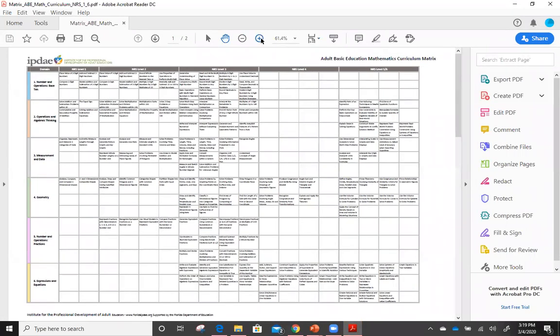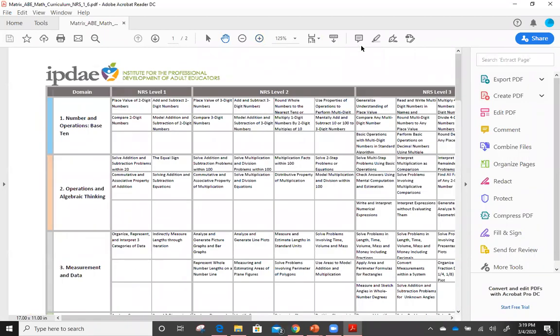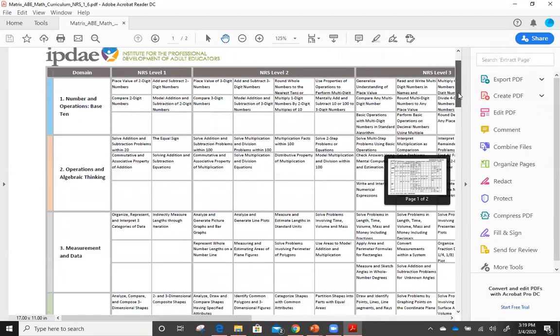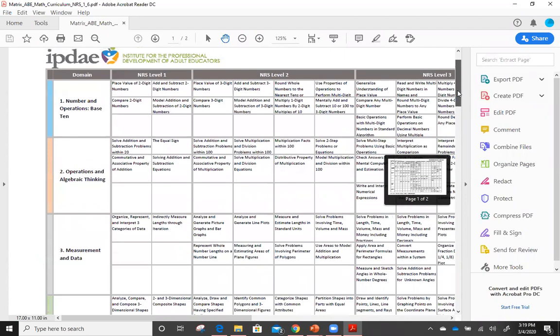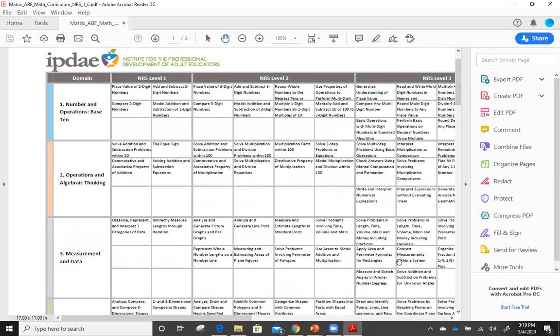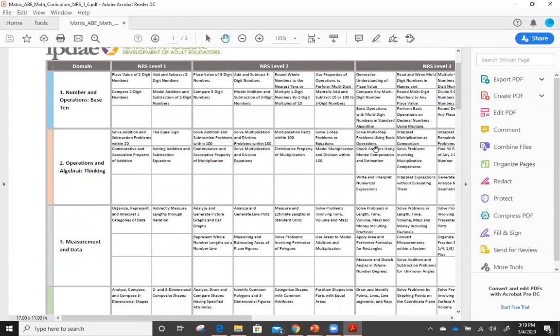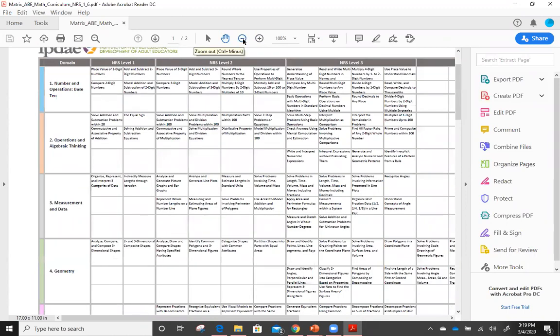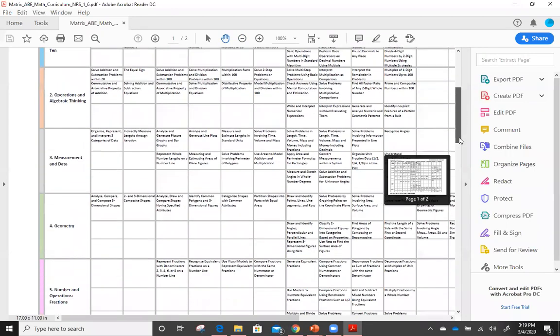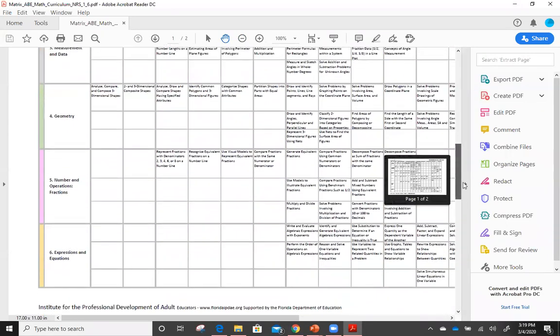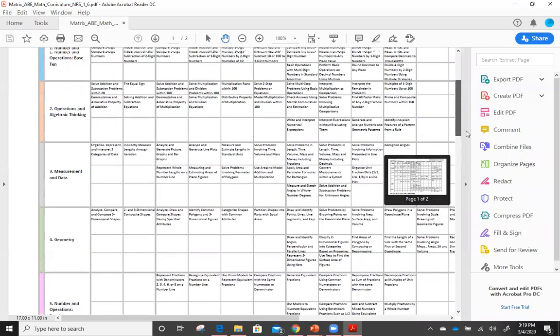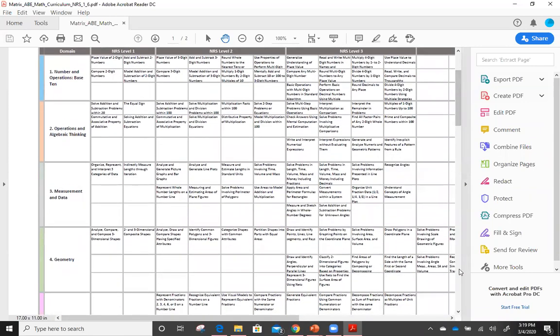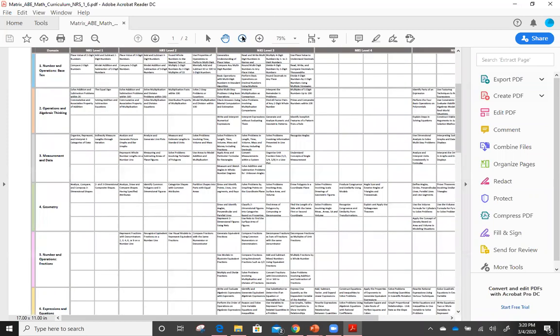You can increase the size, take snippets of sections of a particular matrix, and just print that, because you might not need all the levels. Maybe you have only a group of level 1 and 2. So you can reduce the size and only print that section of the matrix. If, for example, you only have level 1 and 2 students, then you only need the first 5 domains. So you can reduce to this particular size and then snip it that way.